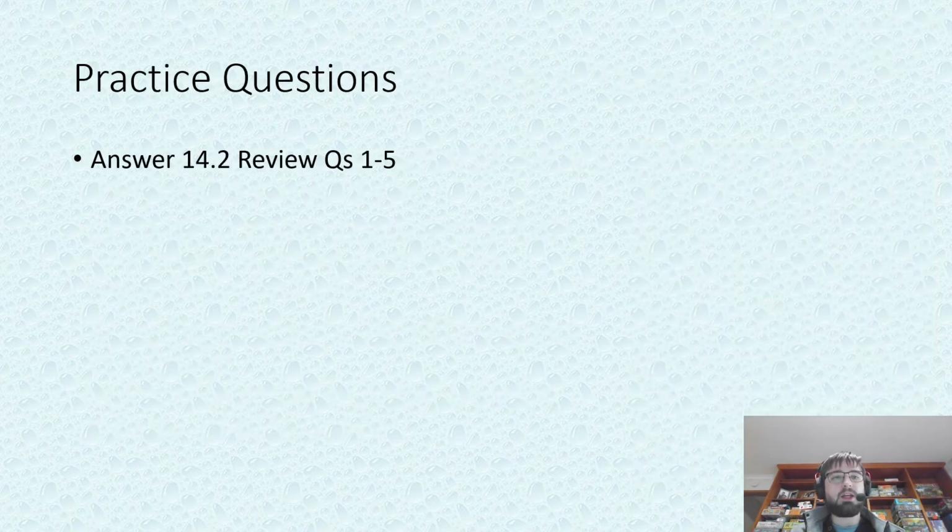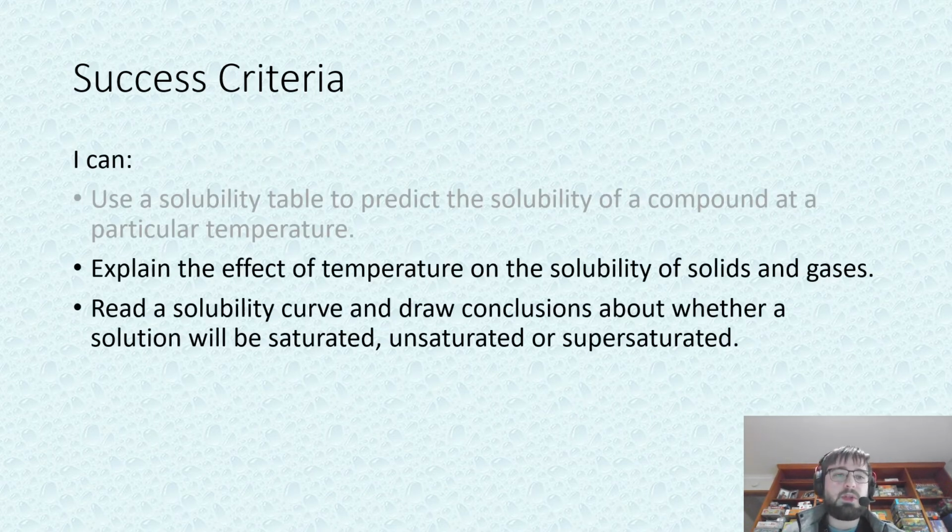All right, so you should be able to answer the chapter 14.2 questions as well, just from looking at the solubility curve, looking at the crystallization that's happening there, as well as solubility trends. Just as a reminder of the success criteria, you should remember how to use the solubility table from last time. You should be able to explain what the impact of changing temperature is on the solubility of solids and gases. Remember, liquids are kind of a bit of a mixed bag.